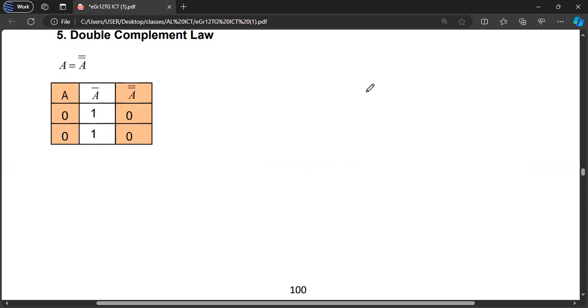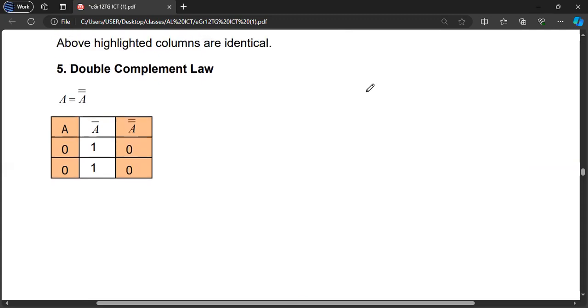Double complement law. Now A is equal to A double bar. How can I explain this more simply for you guys without the truth table? Let me say X is equal to 1, okay? Then how much will be X bar? The opposite of X is X bar. Then X bar will be 0.